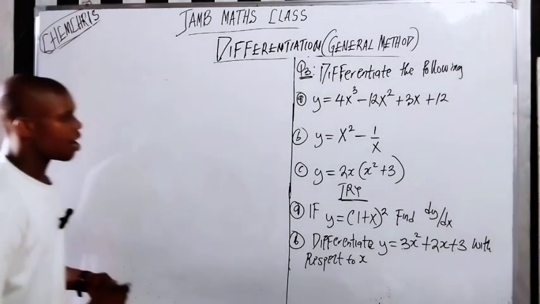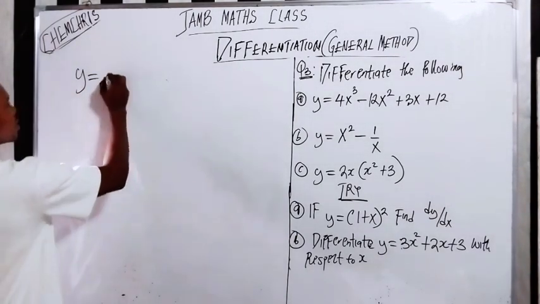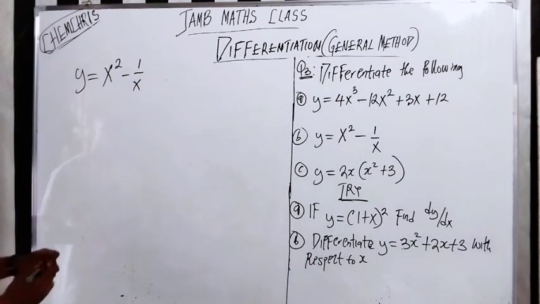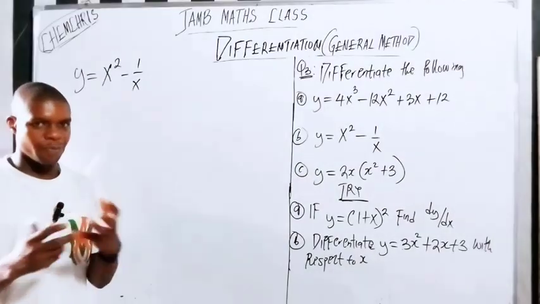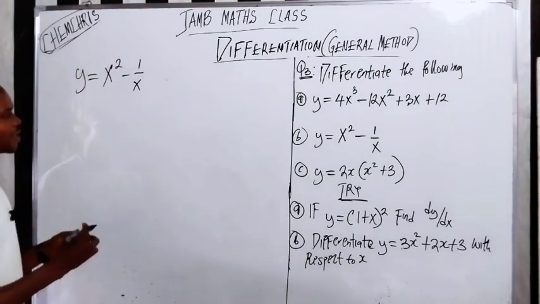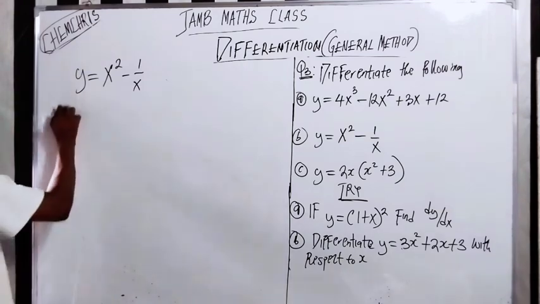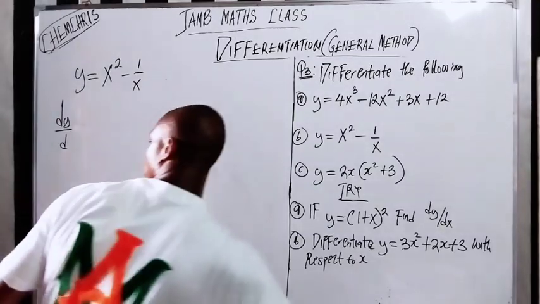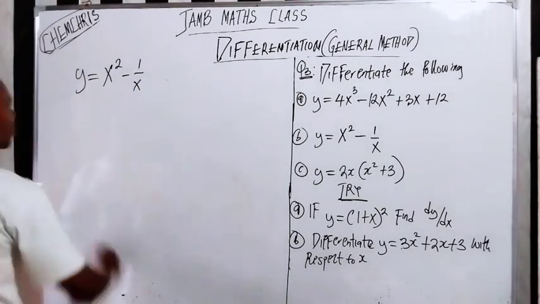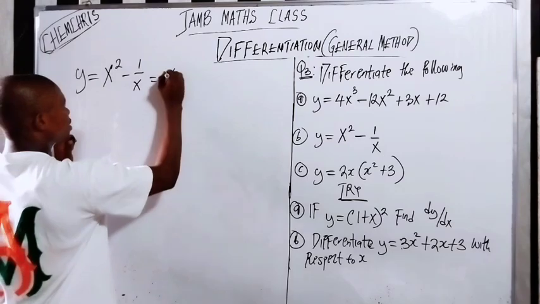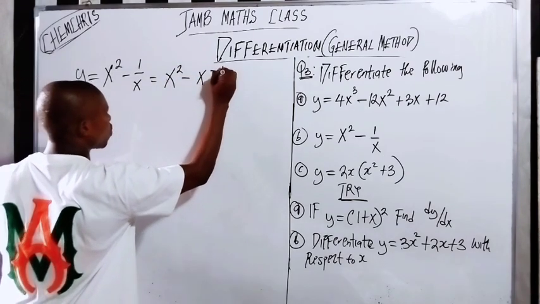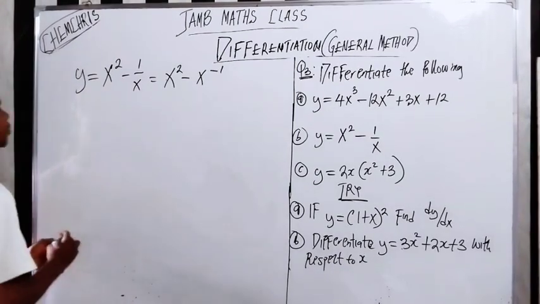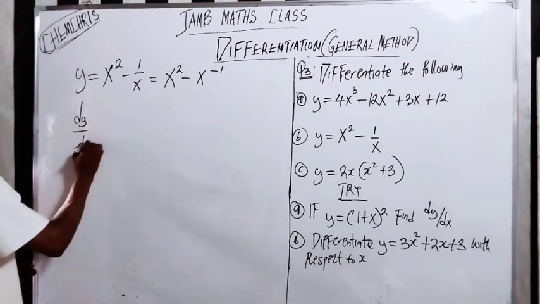So let's try the B part. You have y equals x squared minus 1 over x. Differentiation should not be difficult for us here, because we want to differentiate it term by term. So we are going to find dy over dx. Now remember, let's rewrite this again. We rewrite this one to be x raised to 2 minus x raised to minus 1. Do you understand? So dy over dx equals.